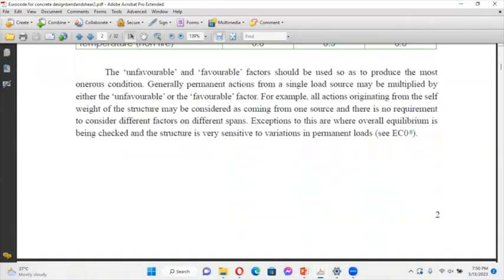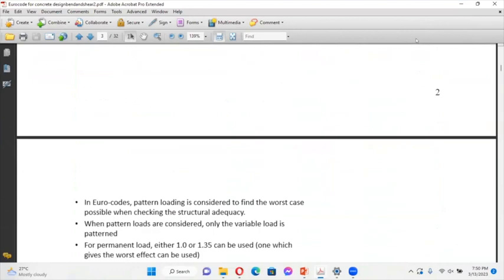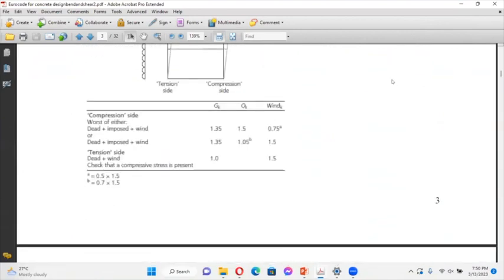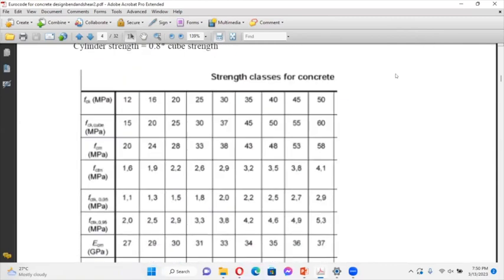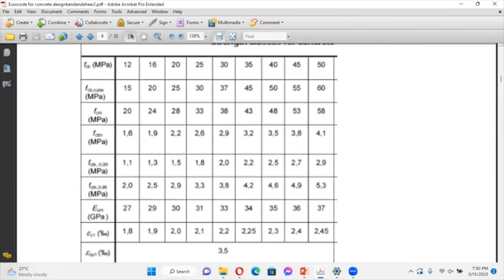And so when we have to deal with this situation, we have to think about the various concrete properties. And here you can see 20 fck 25 fcu, 30 37, 35 45, 40 50, 45 55, 50 60. So those are the cylinder strengths and cube strengths. And then you get various other parameters like tensile strength of concrete, the elastic modulus of concrete, and so on.